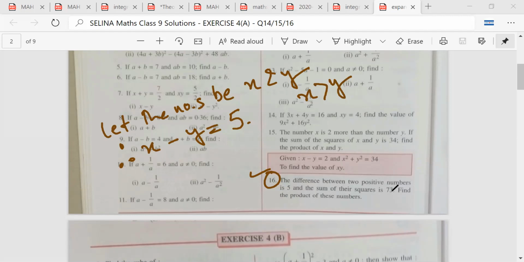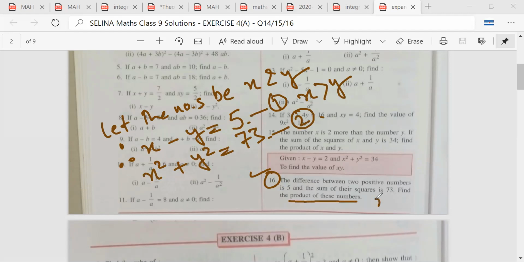The sum of the squares is 73. So x square plus y square is equal to 73. Any doubt? No, sir. So these are the two equations that I have, and I want to find the value of the product of the two numbers. I need to find the product of the two numbers. x into y is what?